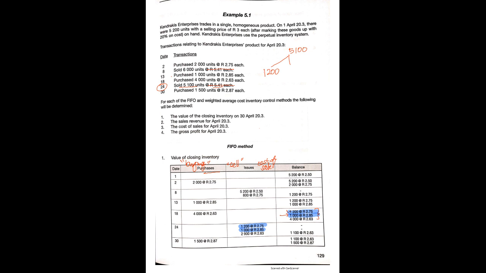Then the next thing we need to do is look at how much more do we still need. So at the moment, we have 2,200 out of the 5,100 units. We still need a remaining 2,900. Sorry, I'm just trying to make some space here. Okay, let's do this.